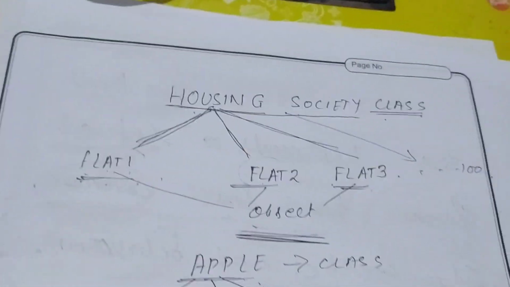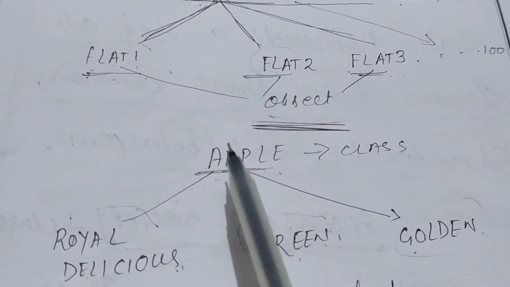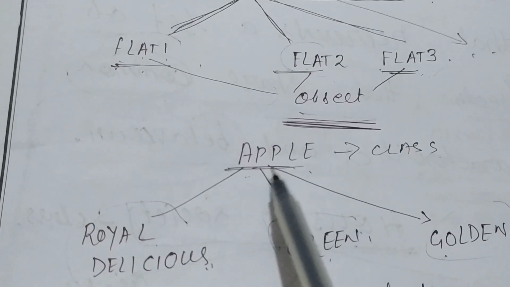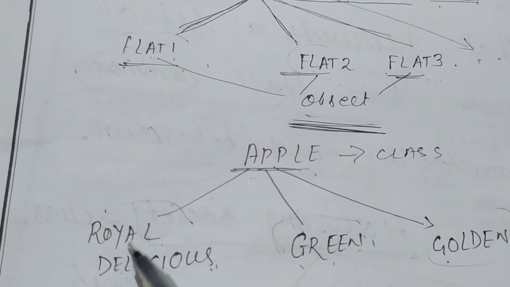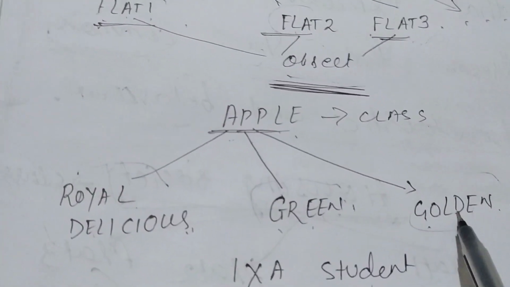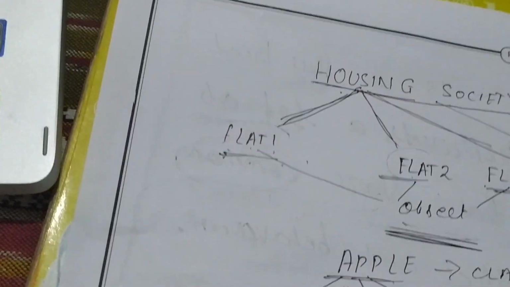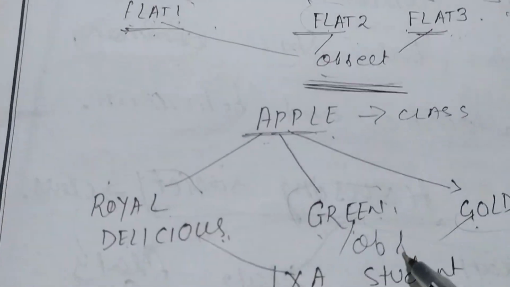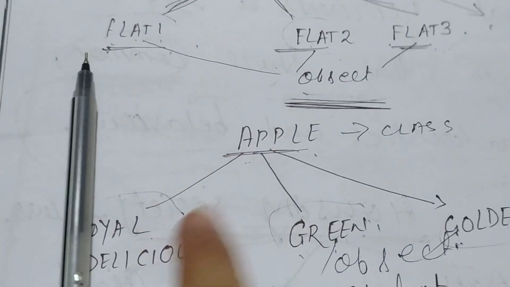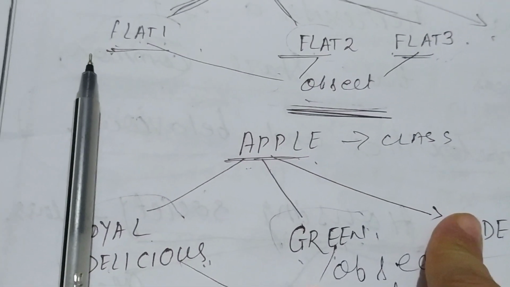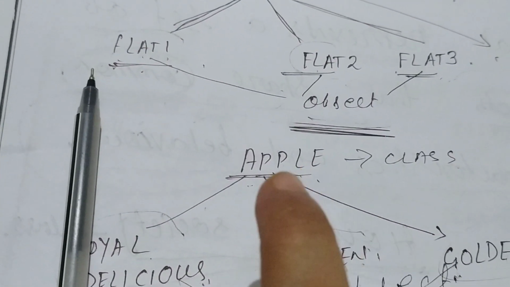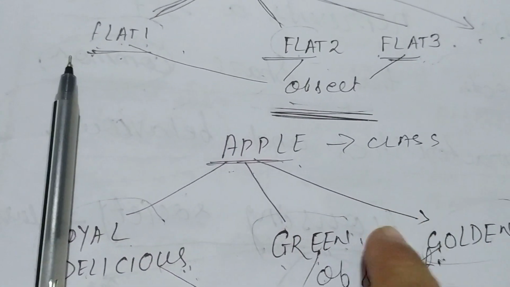Now take another example, the apple. Suppose apple is a class. From the apple class, different types of apples are prepared. For example, a royal delicious apple, the green apple, the golden apple. All these are objects. From this apple class we get only apples, not oranges. So the names of all these apples are different, but their characteristics and behavior are the same.